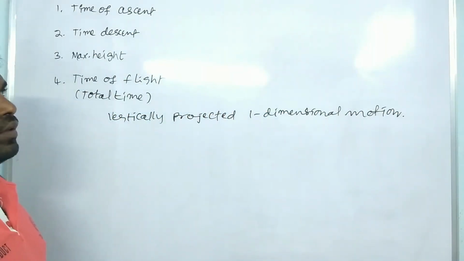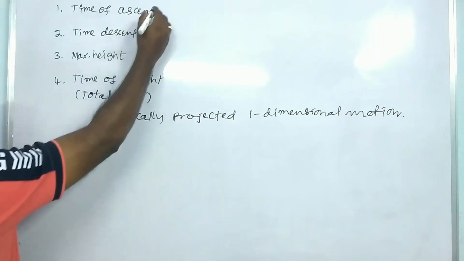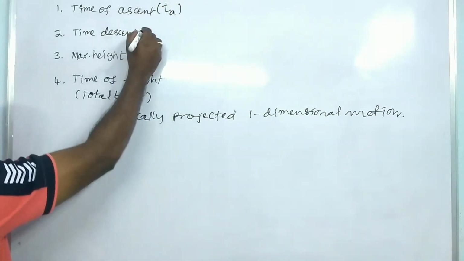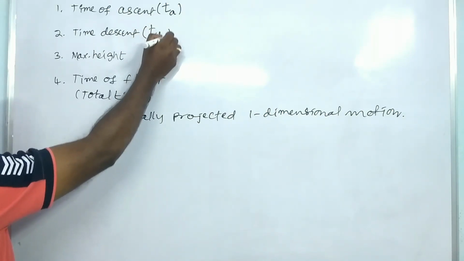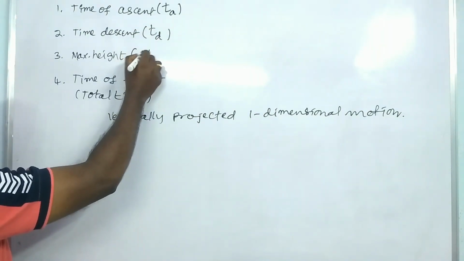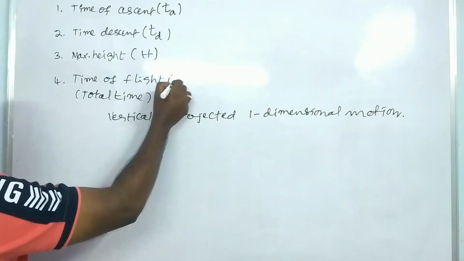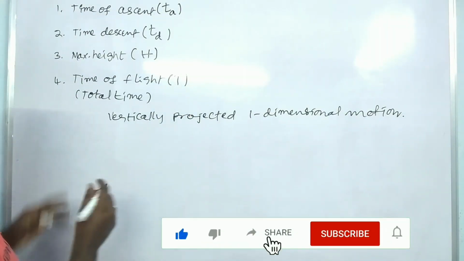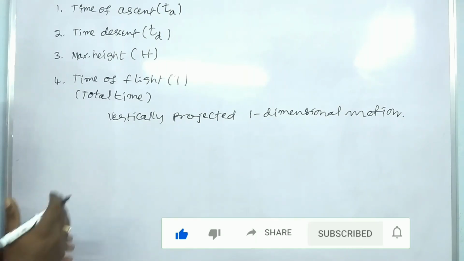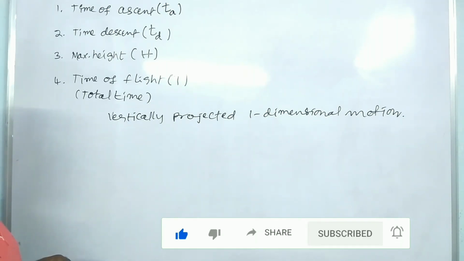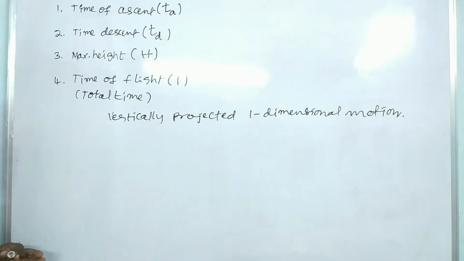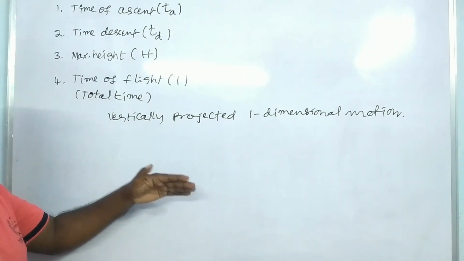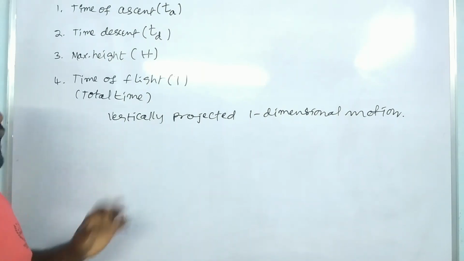Let us write. Here the time of ascent is denoted by TA, the time of descent by TD, the maximum height by capital H, and the time of flight by capital T. Already you know, from our discussions yesterday, how a body acts in the case of free fall and also in the case of vertical projection.